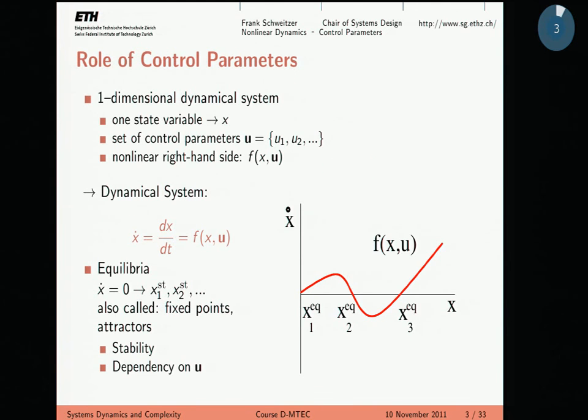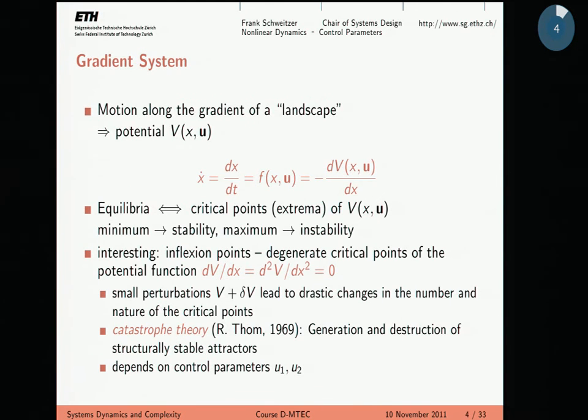How can we model such systems? Or how can we represent these systems? How many of you are physicists here? Mathematicians? Has anyone heard of the gradient system? No, okay. Well, you don't need to.